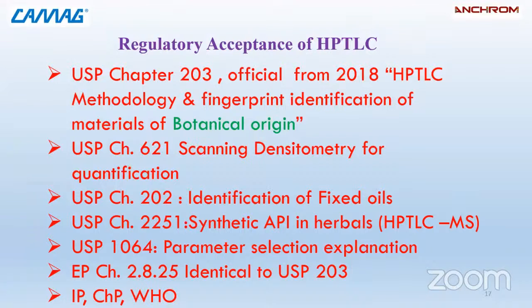That means if I'm going to do analysis by HPTLC, what are the parameters I'm supposed to apply while going for sample application on my plate? That is all explained under chapter 1064. And now this technique is also official in the European Pharmacopoeia. There is chapter 2.8.25, which is very much identical to USP 203. And soon it will become official in the Indian and Chinese Pharmacopoeia. In WHO, it is already official.